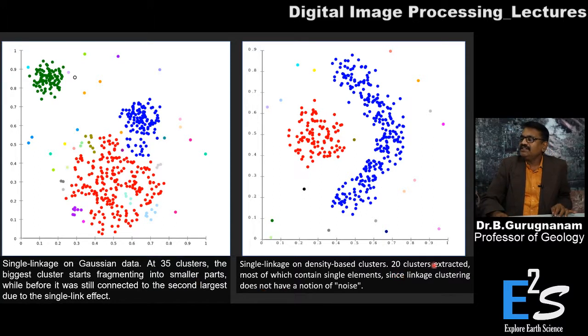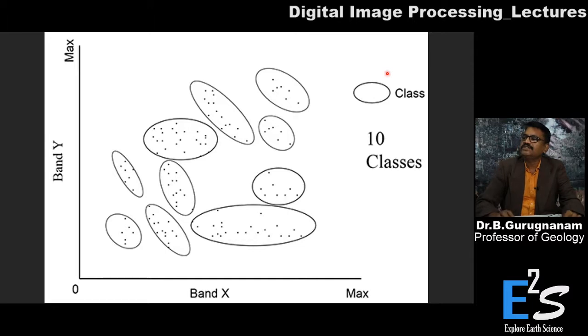And suppose you are asking for 20 clusters, again you see the grouping, this is a different area. You have a noise problem. Since linkage clustering does not have a notion of noise, you see this is the noise. At the periphery you can see this is classified as an individual group, only one pixel. So this sort of problem will exist in unsupervised classification.